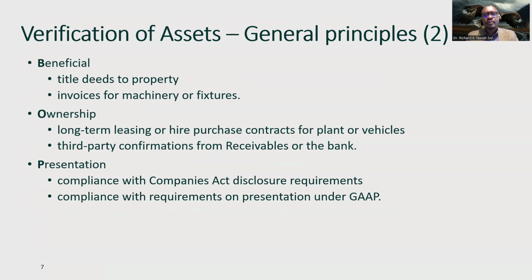B, beneficial. Look at the title deeds. Do we own this? Is it in the name of the company? The invoices that are used to support the purchase of this ownership. Also consider long-term leasing or hire purchase contracts for plants and equipment or plants and vehicles. Third-party confirmation is also important here to confirm ownership of the asset.